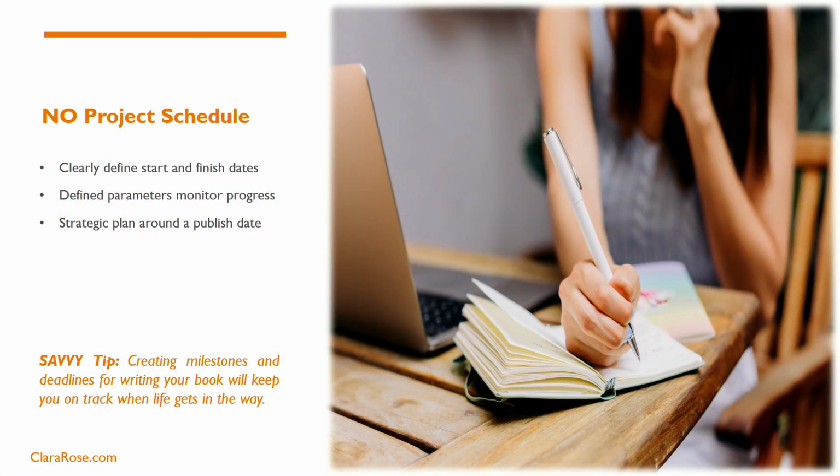The second common mistake that we see is having no project schedule. Having a clearly defined start and finish date to what you're doing is really important. Otherwise, I promise you, time is going to get away from you. So define your parameters. It's going to help you monitor your progress. Of course, you want to have a strategic plan around your publishing date.